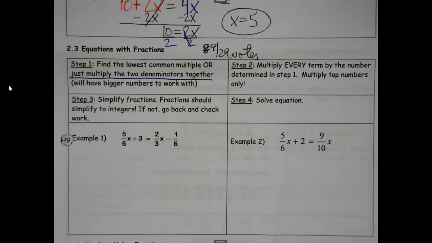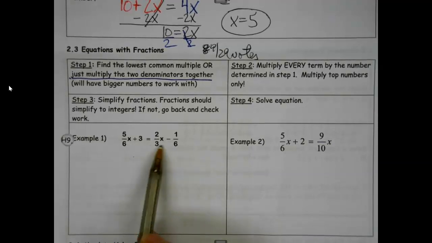So rather than try and count by multiples, again, if you want to talk to me at some time about making it go a little faster, we can. But I really do think just multiplying the denominators together will help us. We'll have bigger numbers, but that's what we got a calculator for. So, example 1, step 1.